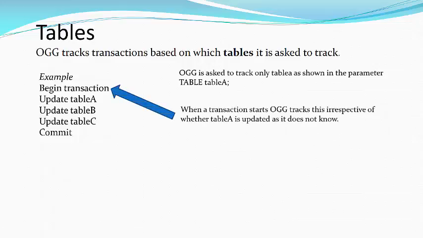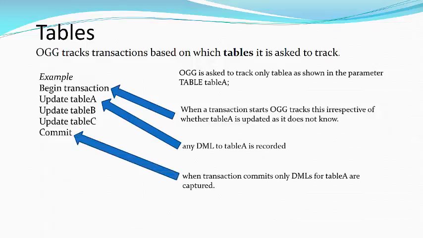So how would you go about doing that? There's a begin track. Every time a transaction starts, GoldenGate tracks that, irrespective of whether the table is updated or not. It doesn't know. You start a transaction, so it has to start tracking it. It doesn't know whether the table you asked to track is going to be in this particular transaction. So it saw table A being updated. Good, it will then record this table. And then it's going to ignore table B and C because it's tasked not to track them. So when the transaction commits, only DMLs for table A are captured.